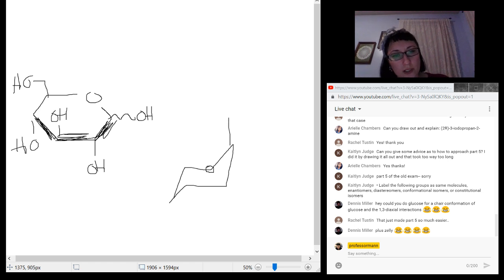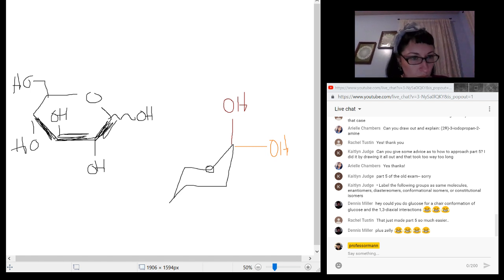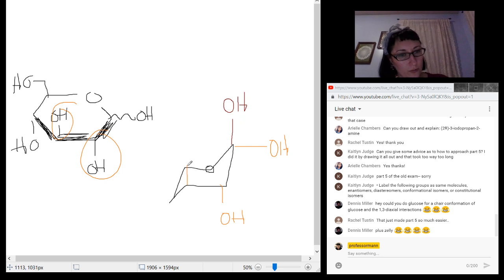The one here is the one that can be varied. So in one form of glucose, it points up. In one form of glucose, it points down. So I'll put those in different colors. But the rest of them, so like this one here is pointing down. So here it's pointing down. That one's pointing up. So here it's pointing up. Pointing down. Pointing up. Right?